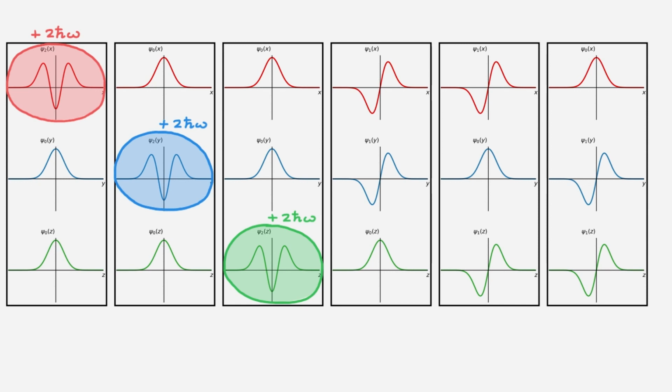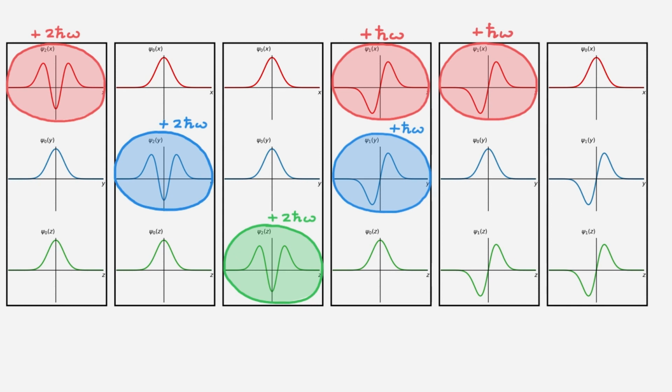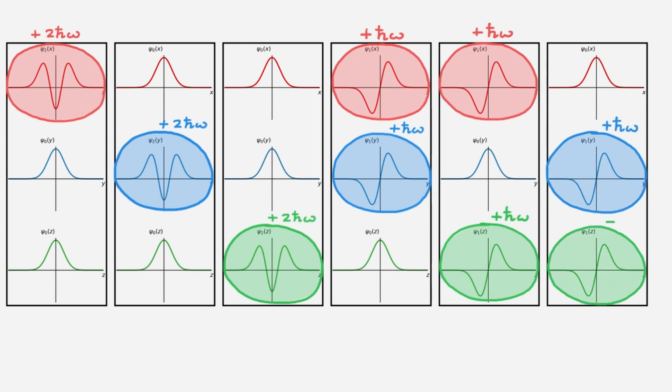The fourth column shows the case when we add 1 extra quantum of energy along x and 1 extra quantum along y. The fifth column adds 1 quantum along x and 1 along z. And the sixth column adds 1 quantum along y and 1 along z. In this second group of 3 states, the 2 quanta that we need to add to the system are shared between 2 spatial dimensions. So why do we have so many possibilities?